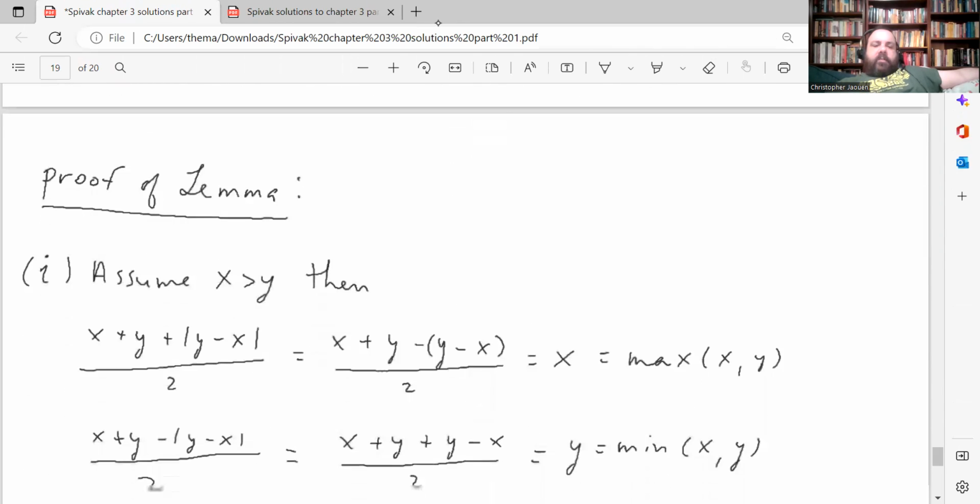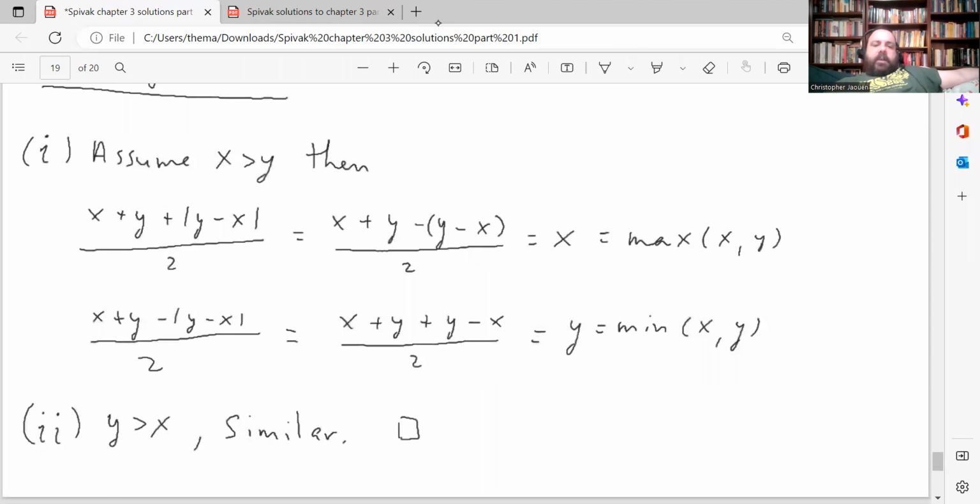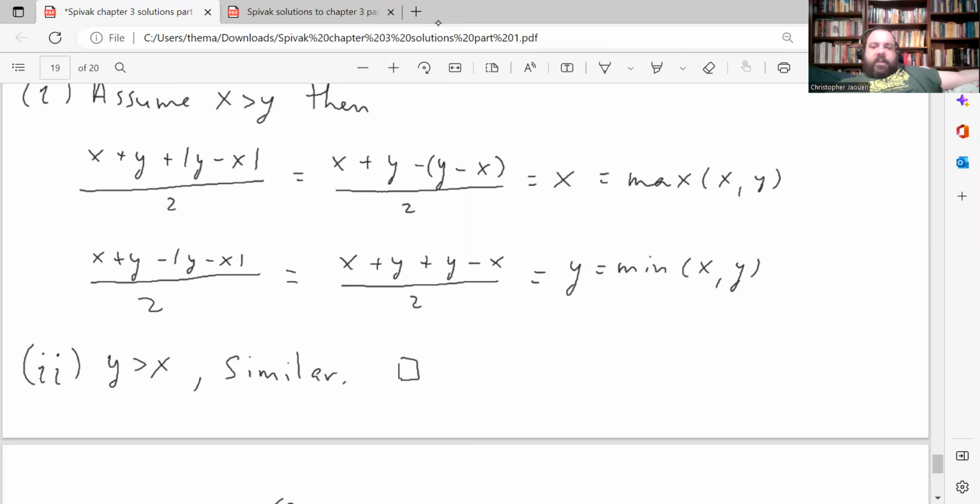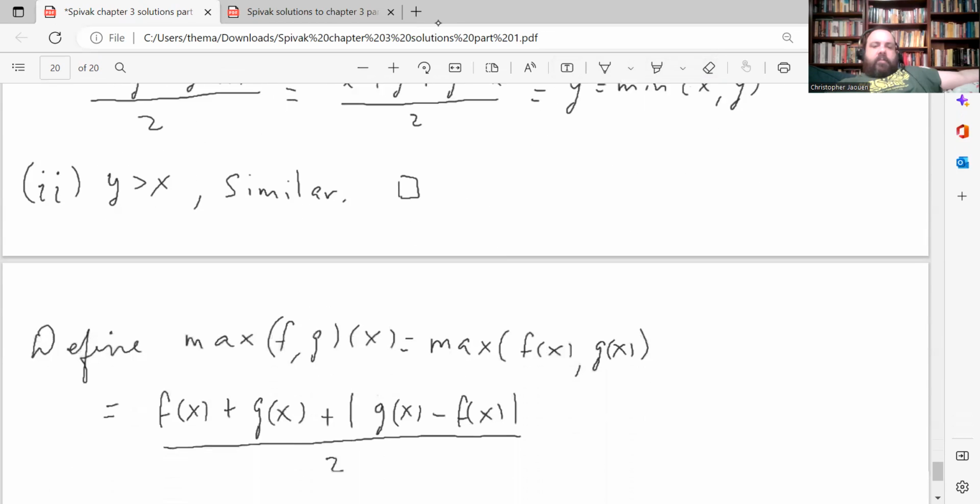I proved the lemma over here. It's by cases. If x is greater than y, then the absolute value of y minus x is the same thing as negative y minus x without the absolute value. And if you notice, when you cancel, you get x, which is greater than y, so that's the maximum. Same thing for the minimum of x and y, using the same idea with the expression here. If y is greater than x, then the proof is similar, so I won't write that out here.